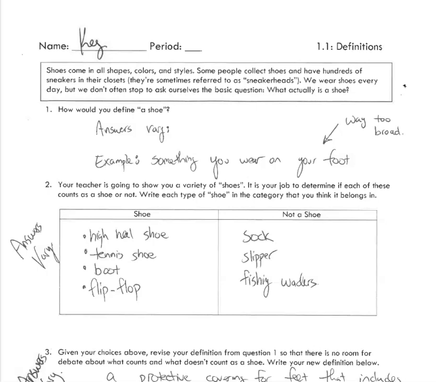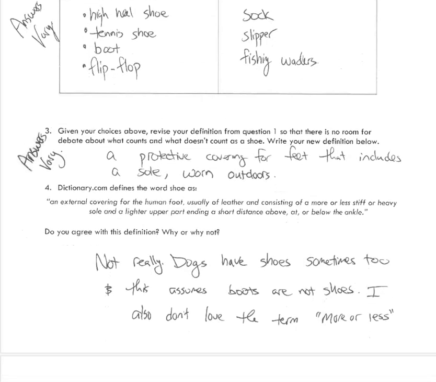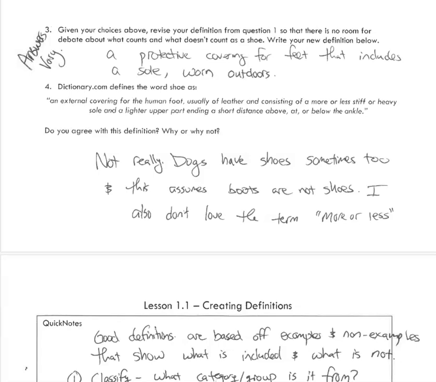What students were able to see was that there were several things that by their definition were going to be classified as a shoe. For example, the paper towels I was standing on would be a shoe if they said just something that goes on your feet that protects your feet. So then students had to refine their definition. After they looked at examples and non-examples of shoes, they changed their definition a bit. Answers varied again, but one was a protective covering for the feet that includes a sole and is usually worn outdoors.